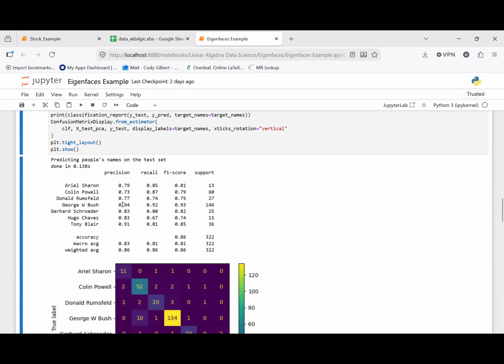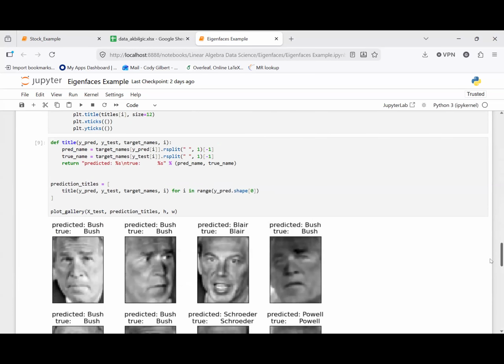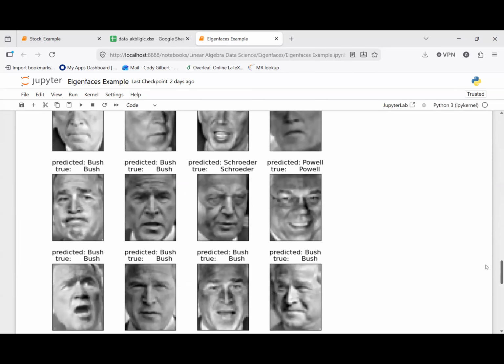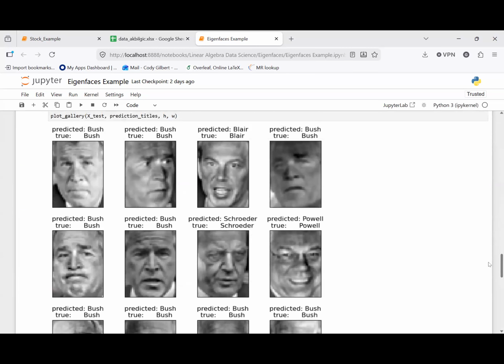Bush correctly 94% of the time. Others, it was less successful. So what it's doing, again, is giving you these really dated pictures, and then it's reducing these pictures into the most important components, which is kind of creepy when you actually look at what it's looking at.